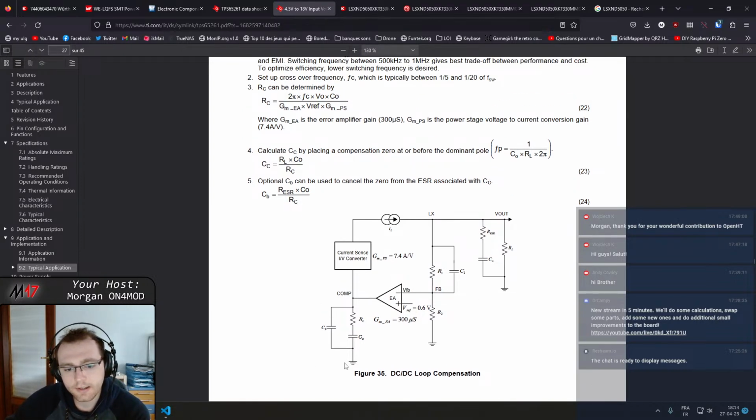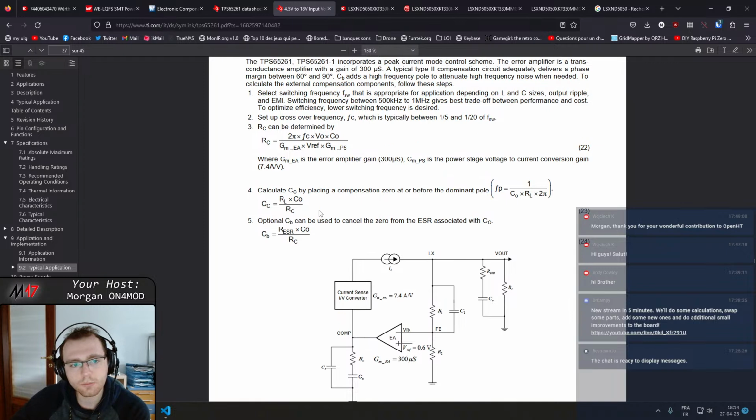So this is the filter that is going to avoid having any resonance and make it so that, to speak in simpler terms, the device corrects the error at the correct speed, let's say. So these three components, you can see that we can compute with equations 22 RC, 23 CC, and 24 CB. And CB is optional, but we are going to use it.